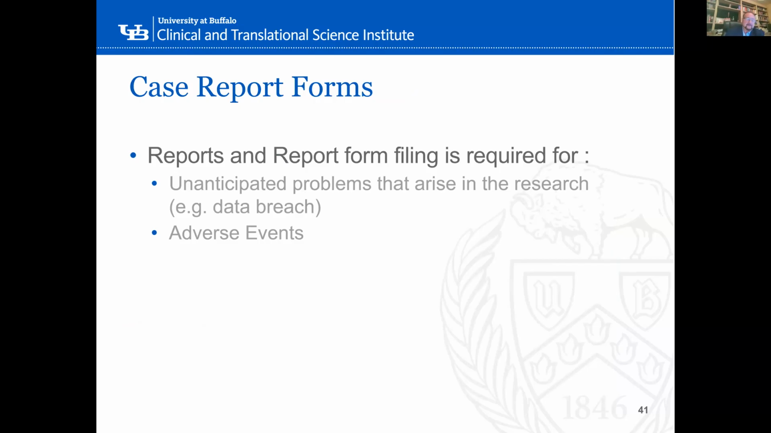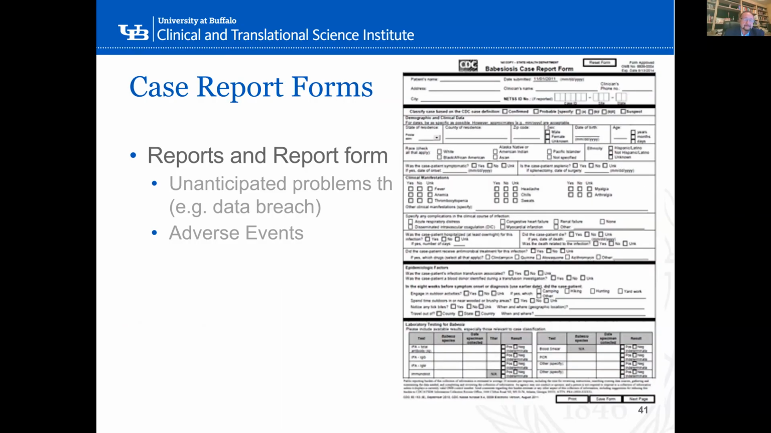Let's talk about case report forms for a second. Reports and report form filing is required for all unanticipated problems that arise in the research, and that includes a data breach, and all adverse events that are more than minimal risk. So here's an example of a case report form from the CDC. And you can see this is a babesiosis case report form. And you have to fill it out if you had a problem with the study.